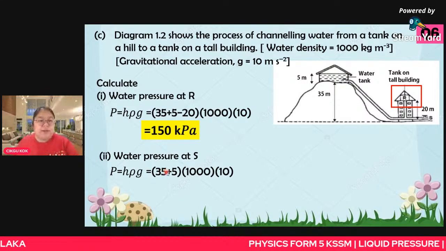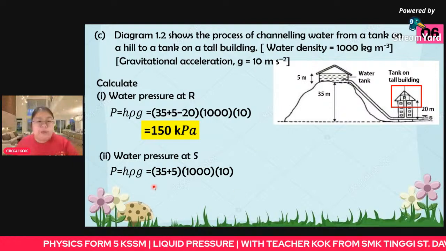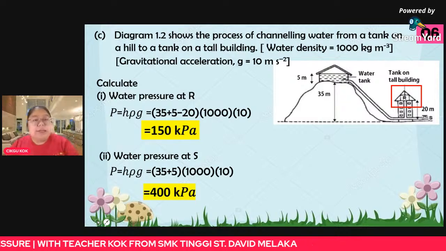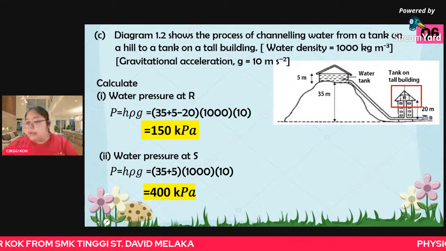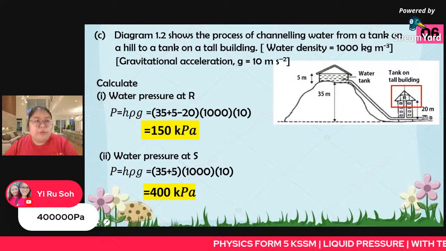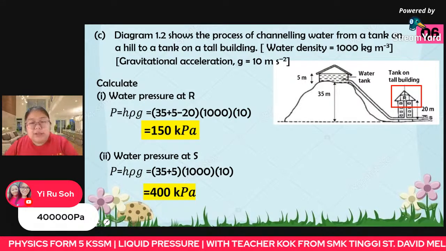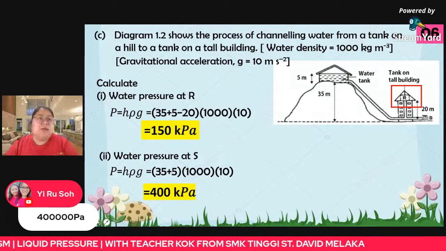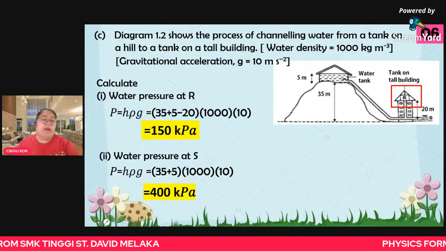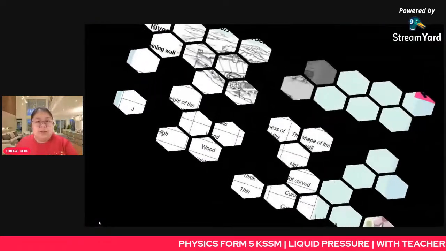Okay, so from here, that means we ignore the 20 lah. We just take 35 plus 5, then become 40. 40 multiply 1000 multiply the 10. So the answer is 40 kilopascal. Okay, that's correct. Okay, Euro also correct. Oh, Sabrina, you tell me that just now. Yeah, correct. Okay, you tell me that just now that one is 35 plus 5 minus 20. So that's correct. So first one should be 150 kilopascal. The second one is 400K.